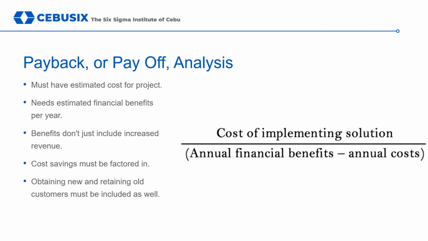To calculate the payback, we take the cost of implementing a solution and divide it by the annual financial benefits derived as a result of the improvement, minus any annual costs associated with maintaining the improvement. Obviously, organizational leaders are looking for payback calculations that are as short as possible. But if the solution will solve a major problem or set a foundation for extraordinary success in the future, a longer payback time doesn't necessarily keep a solution off the table.